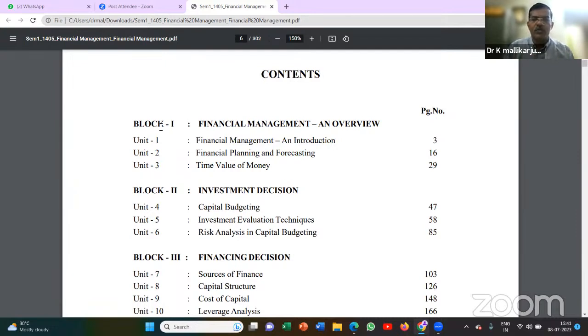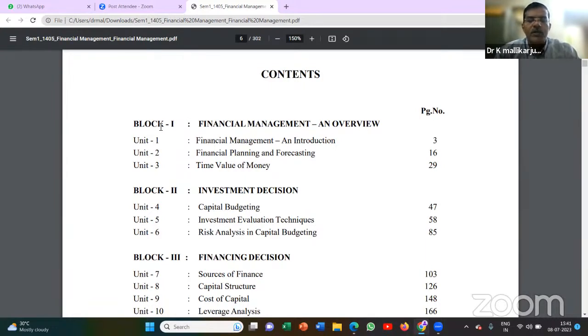Here we'll discuss the overview of financial management. Under it, the first unit talks about financial management and its introduction. The second one is financial planning and forecasting. Every firm requires a financial plan, and forecasting for the future is based on the long term, 5 years, 10 years, 15 years. The third unit talks about the time value of money, a very important topic in any kind of financial decision making, whether an individual, a firm, a company, or the government. So the first block is purely the introduction part.